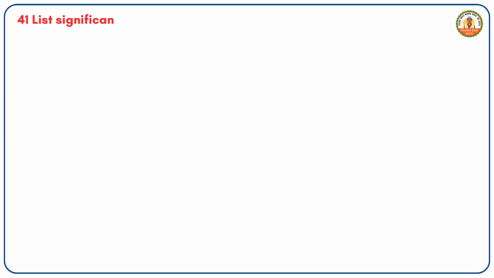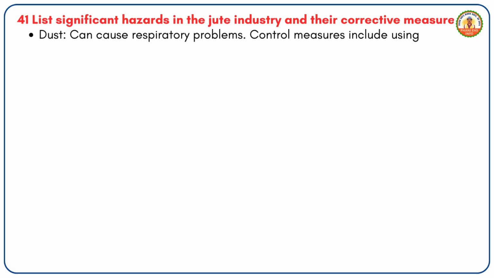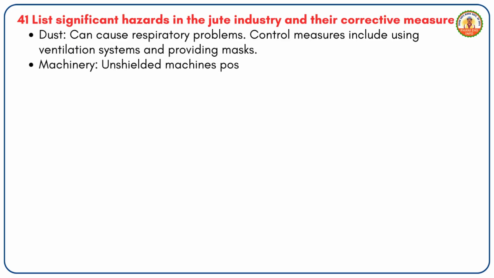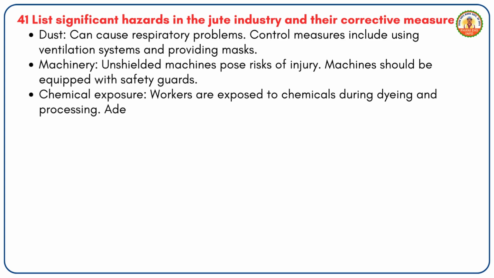41. List significant hazards in the jute industry and their corrective measures. Dust can cause respiratory problems. Control measures include using ventilation systems and providing masks. Machinery. Unshielded machines pose risks of injury. Machines should be equipped with safety guards. Chemical exposure. Workers are exposed to chemicals during dyeing and processing.